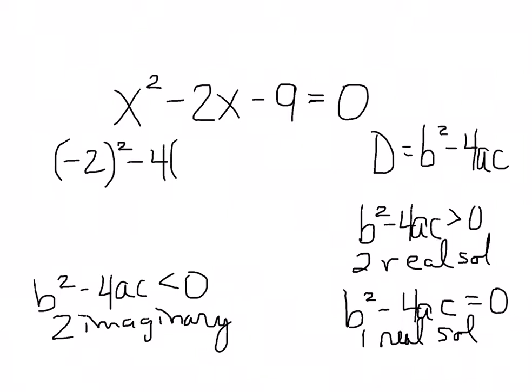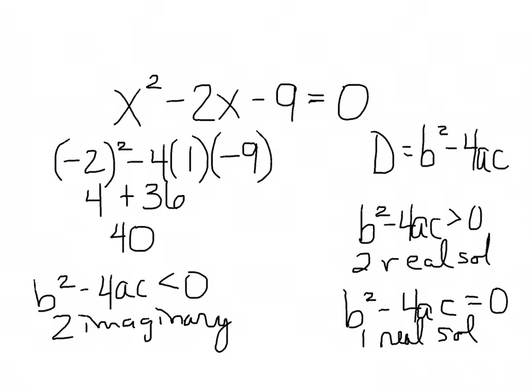Squared minus 4 times what number is in the A slot? And what's in the C? So what is -2 squared? 4. What's -4 times 1 times -9? And what is 4 plus 36? 40. That's the first part of the answer.